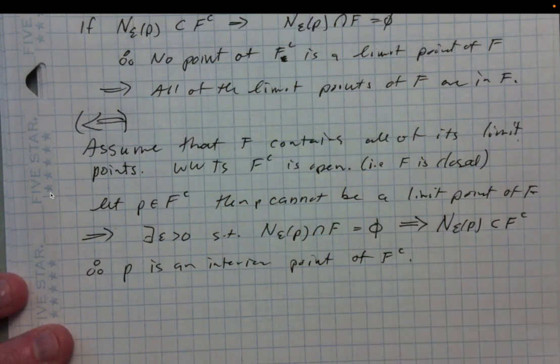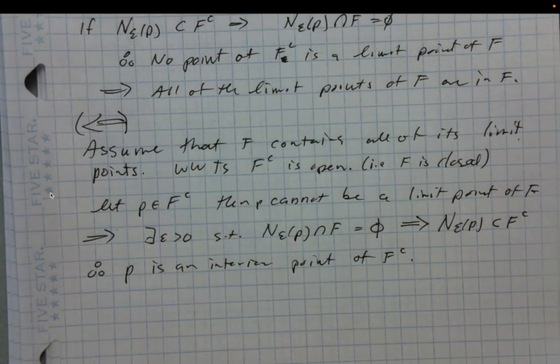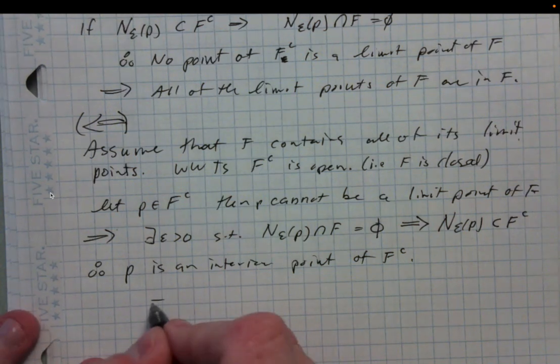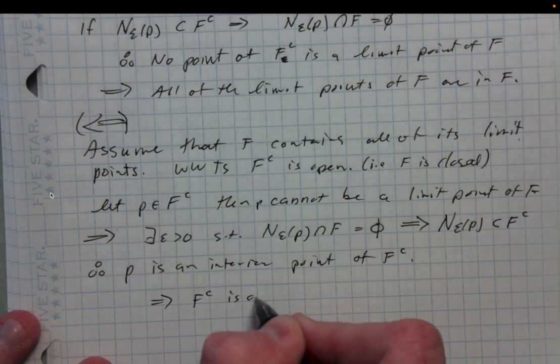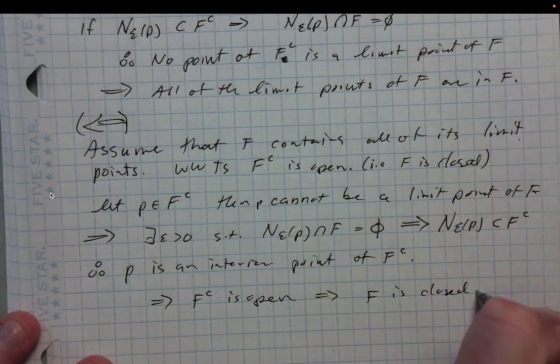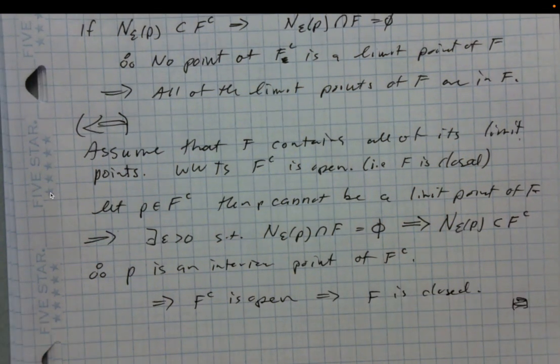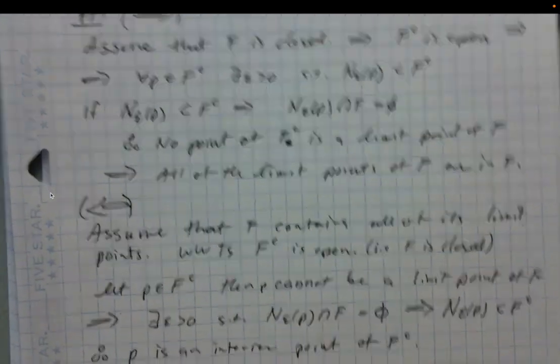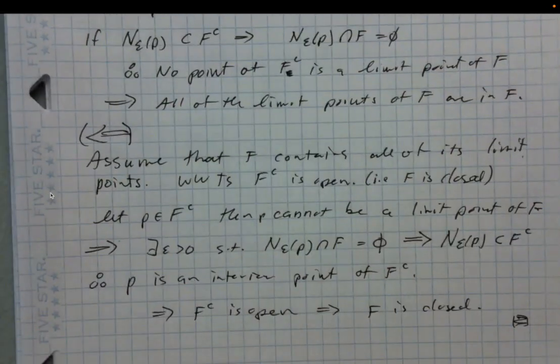Okay, and then that's pretty much it. p was arbitrarily chosen from f complement, so f complement is open, which implies that f is closed. And so that's the end of the proof. It's bidirectional, so make sure you follow that one. That one I think is nice. It's a nice way to characterize closed sets.